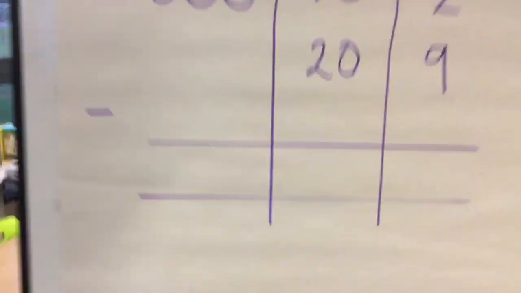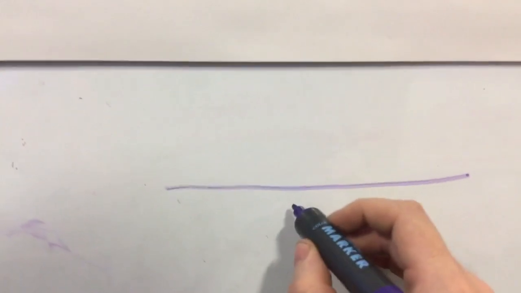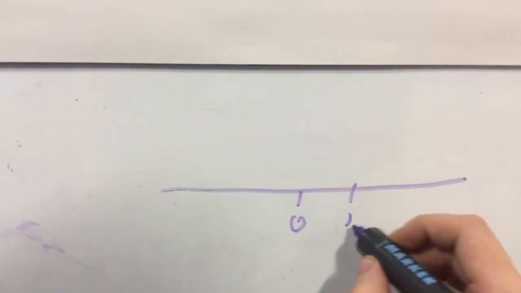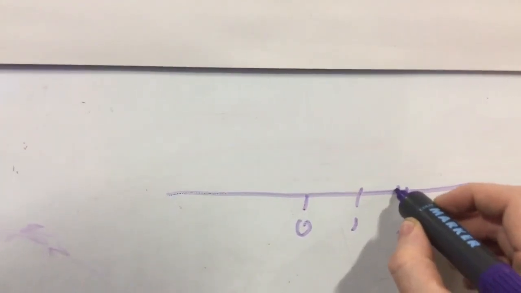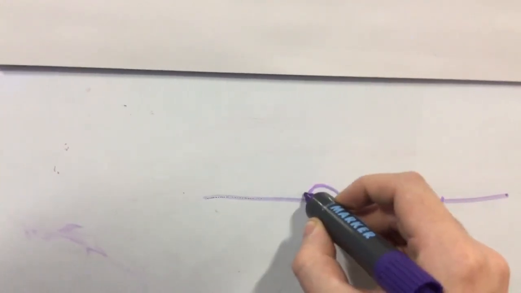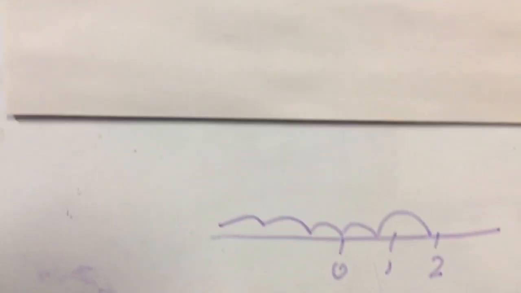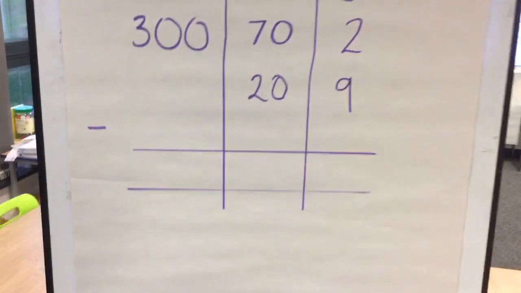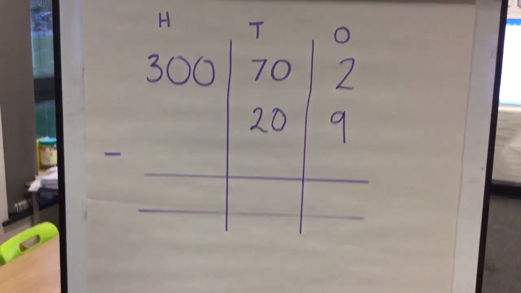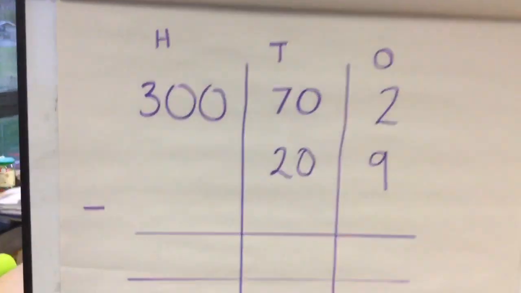And we can see that on a number line. So if I try to do a number line here, 0, 1, 2, and I take 1, 2, 3, and I carried on, my number is going to be less than 0. So I need to do something extra here. What I'm going to do is I'm going to exchange a 10.